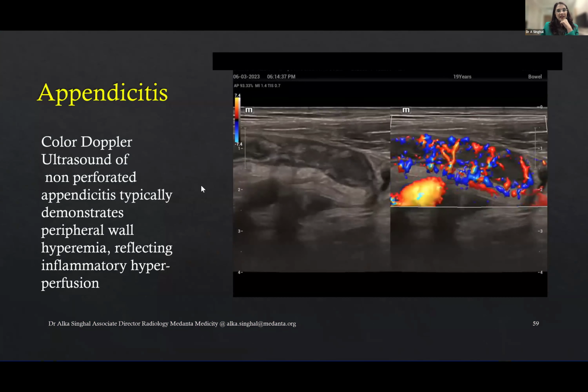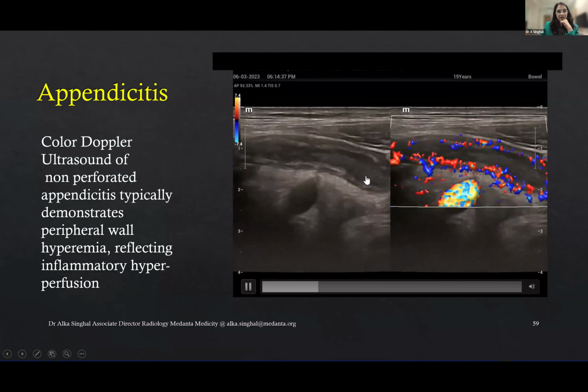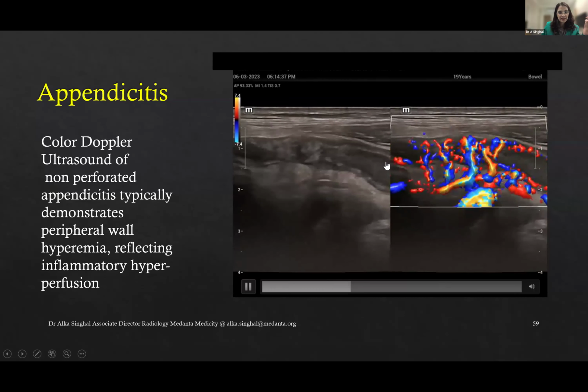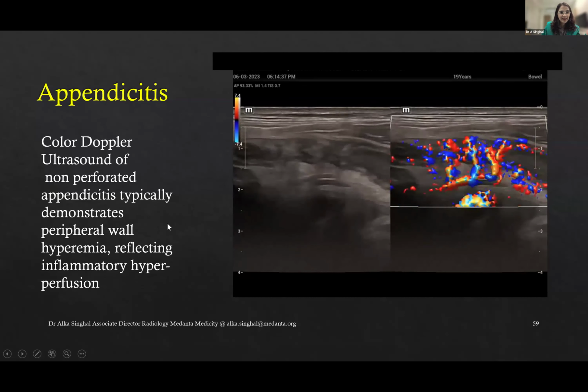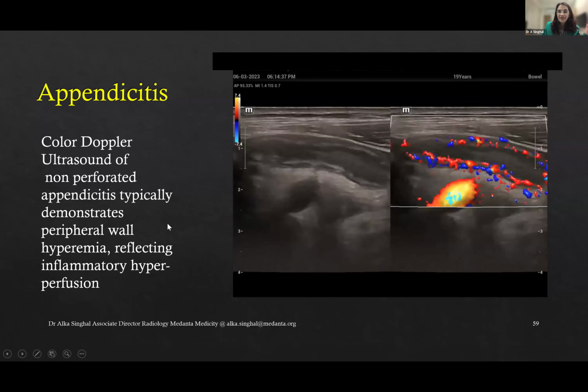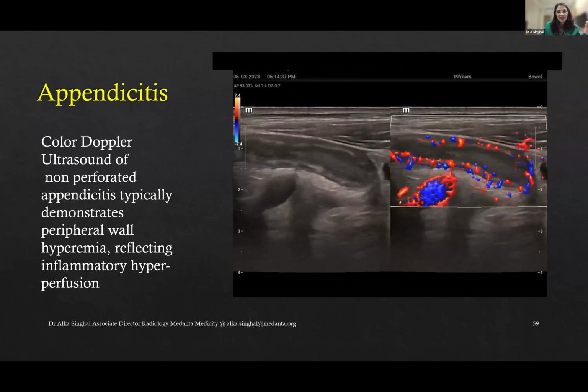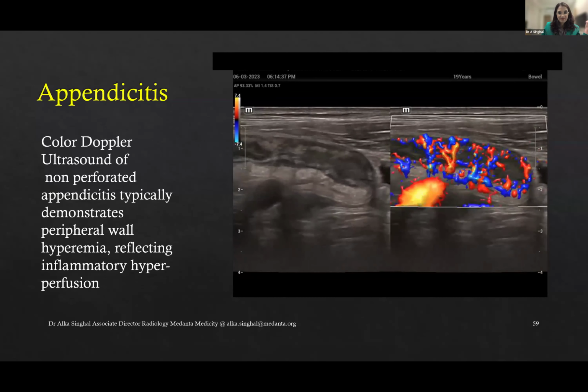So you can see the amount of pus collection and you see the amount of enhancement of the wall, right? Inflammatory hyperperfusion and thick collection. So not a very good finding, right?